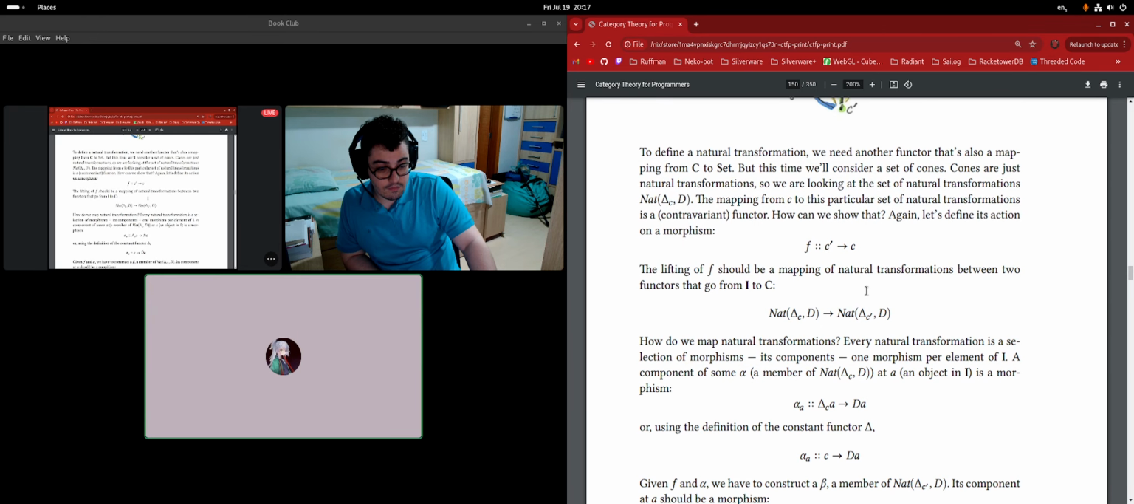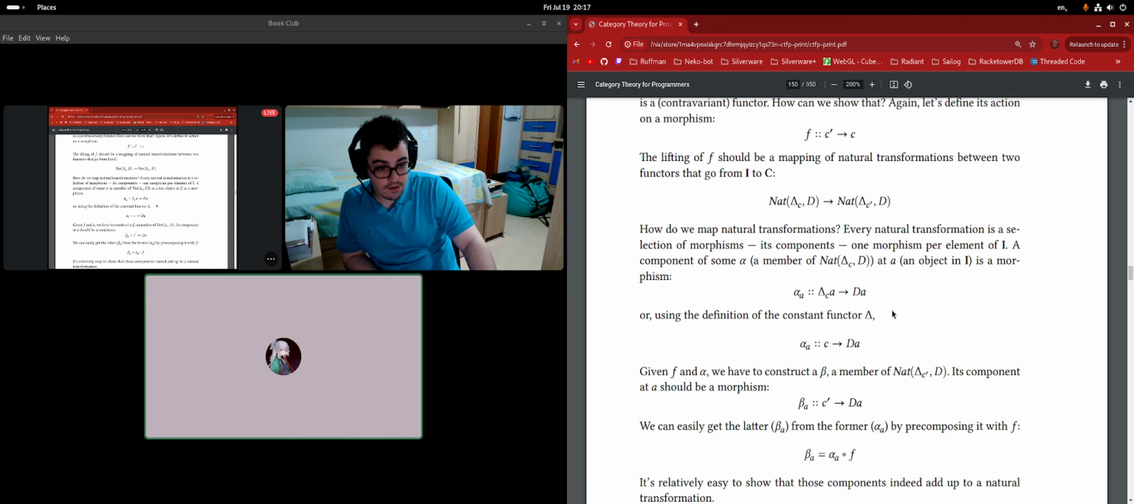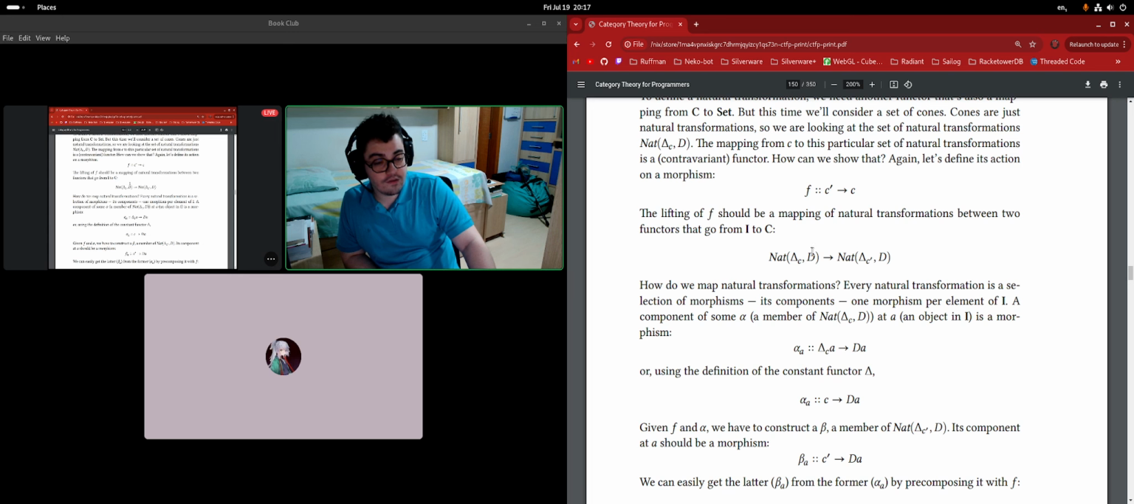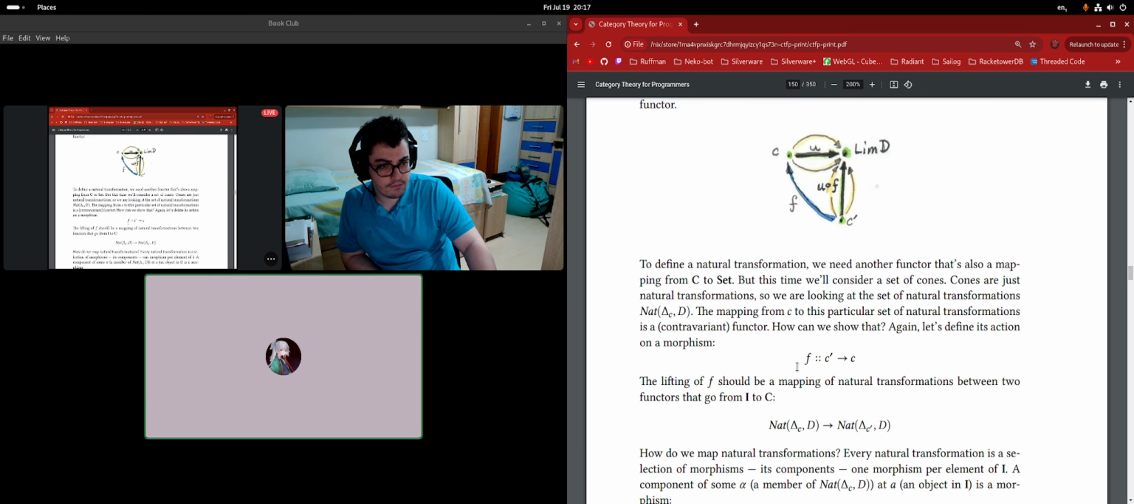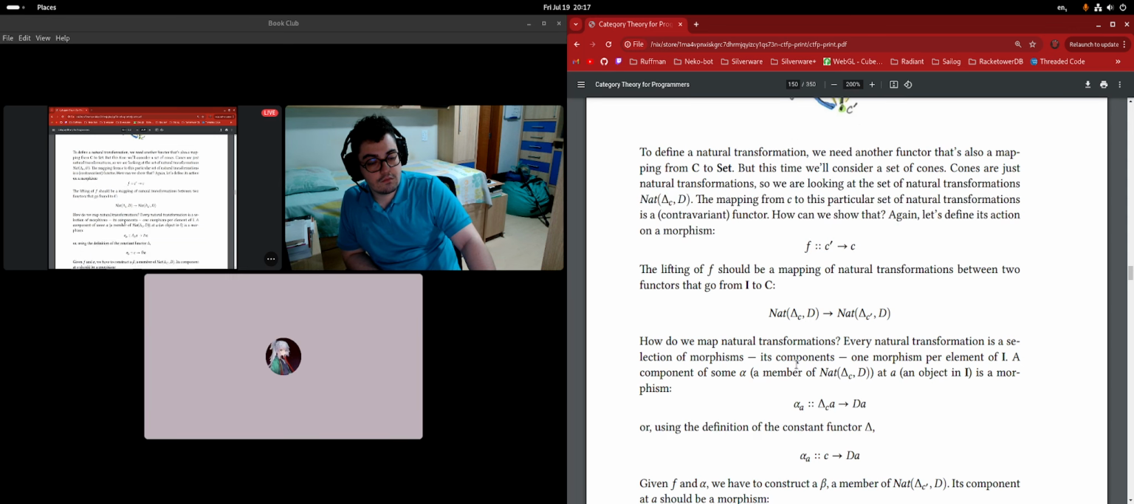Which goes from C prime to C, right? Because we have a delta C to a delta C prime in the component. That's the thing. I forgot what C and C prime are. I know what these are, and I know what this is, but I don't remember what C and C prime are. Those are the apices of the cones. These are the apexes of the cones. Yes. I see.